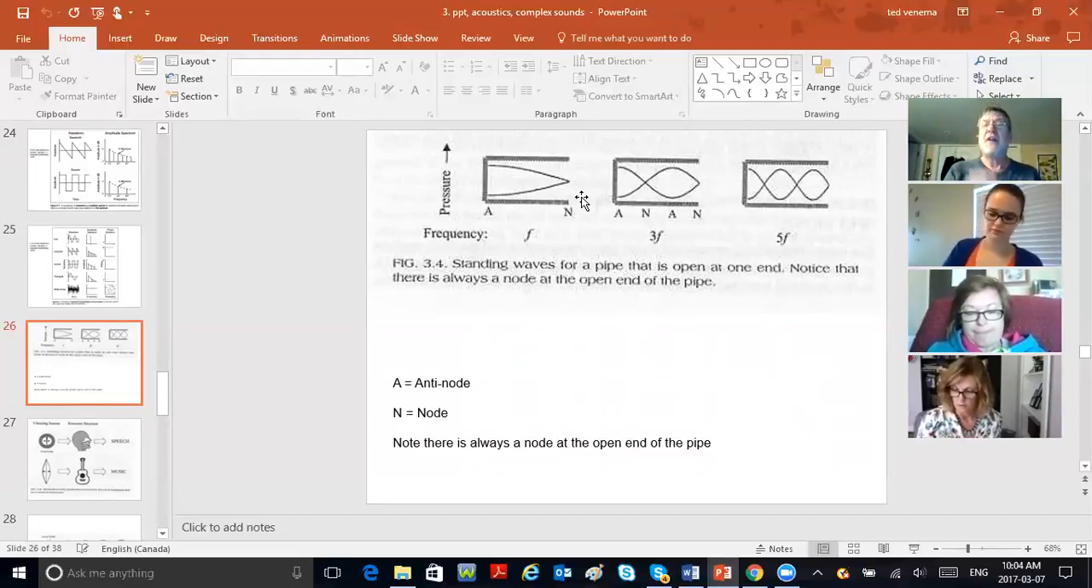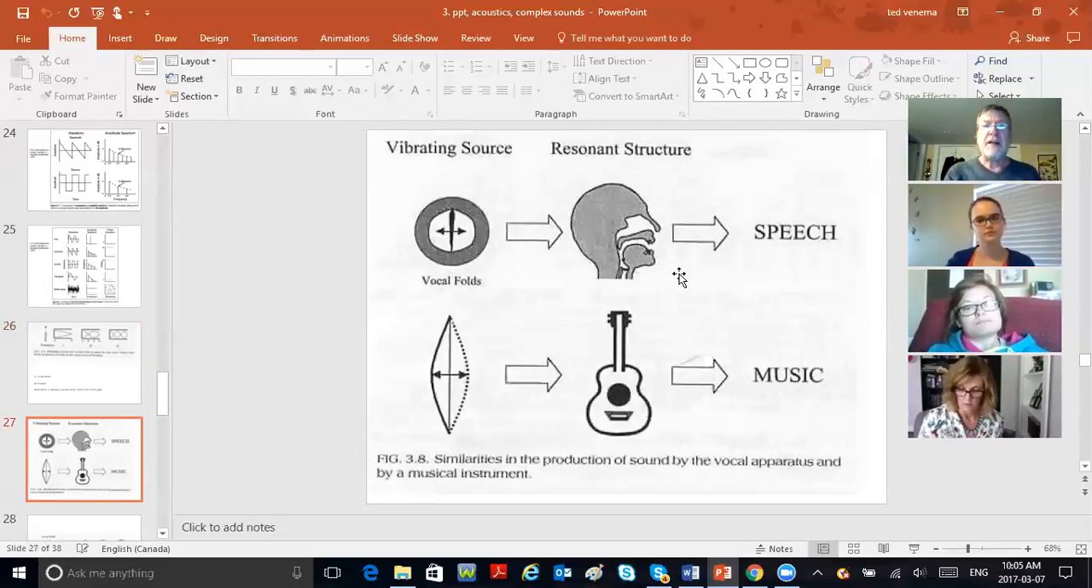That means that they vibrate best, or they resonate with sounds that are four times the length of the cylinder. So this cup is about 6 inches long, so it's going to resonate with sound waves that are about 2 feet long. But I didn't make it up. That's what it's going to do. Okay, all right. Next page.